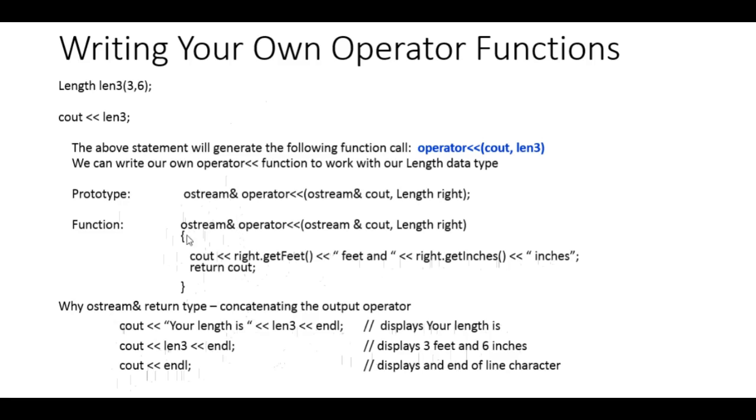So every output operator has a return type of ostream ampersand, and they always return cout, and this allows us to concatenate the output operator. I believe in the textbook they just call this parameter out, and that's fine. It's just a variable name. You can do whatever you want, but it's really cout, so I tend to just call it cout in my output operator code.